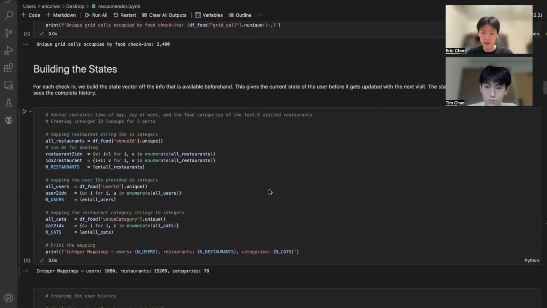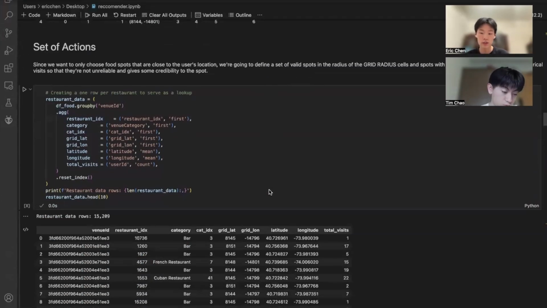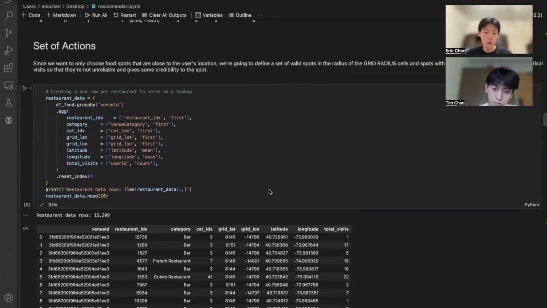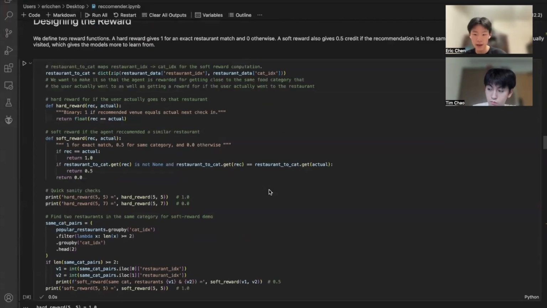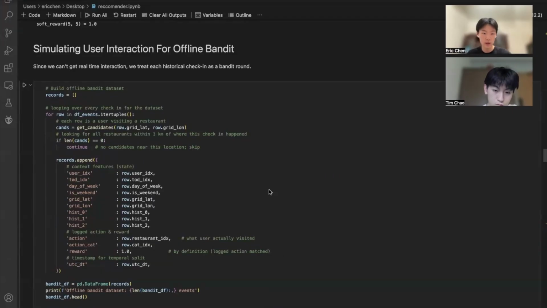And we also had a bandit formulation. So we formulated the problem as a contextual bandit, essentially a one-step MDP. The state includes the user, time of day, grid cells, and the last three visits. And here the actions are things like choosing restaurants from the nearby candidates. The reward is one if we match the restaurant to the one the user actually visited, and zero otherwise. We tested a soft reward that gives partial credit for predicting the correct food category, but since we couldn't deploy it live, we treated historical check-ins as the reward, and we used a simulation for that.